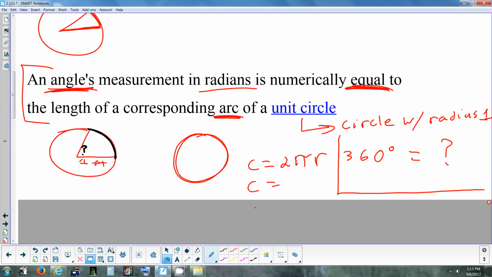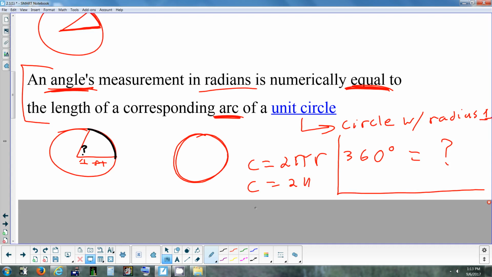Now, there's the formula for the circumference. What's the radius of this circle if it's a unit circle? I'm not really sure. Well, it's a unit circle. So what did we say earlier that a unit circle has for a radius? A radius of 1.